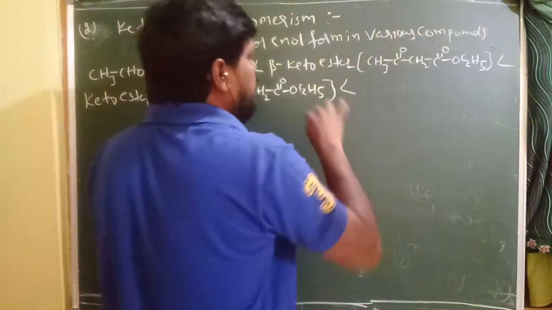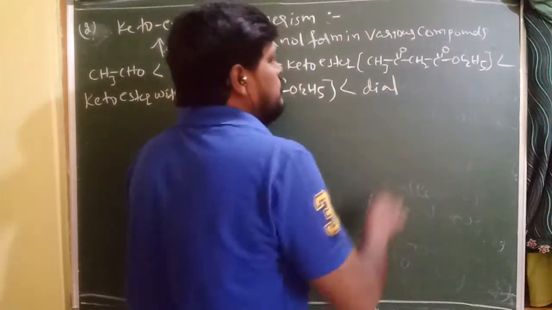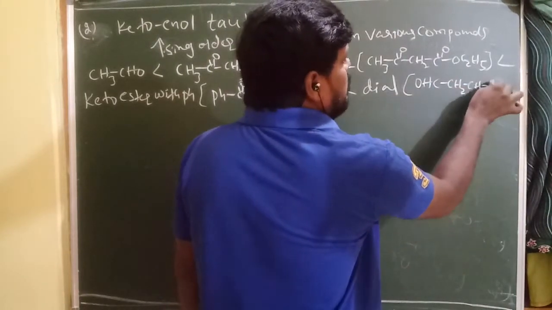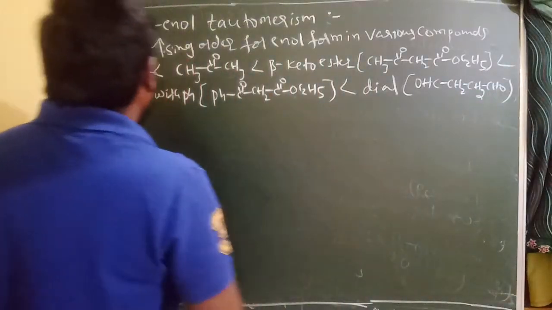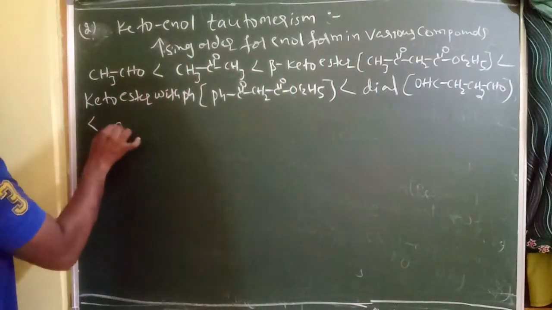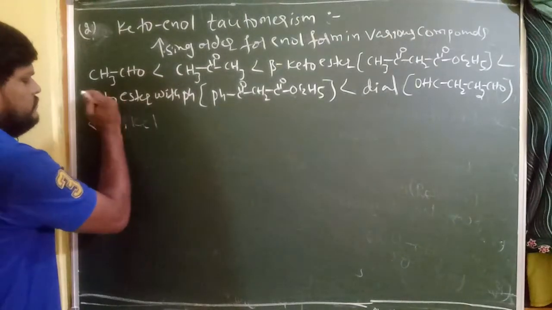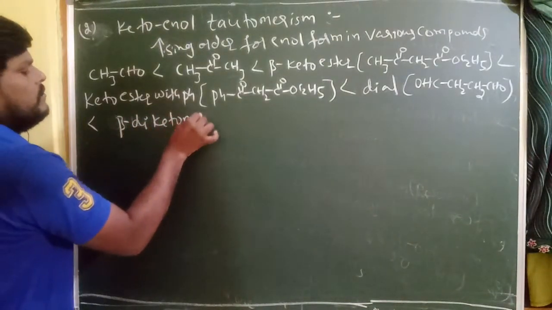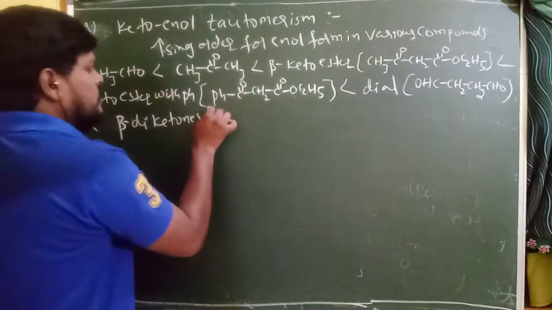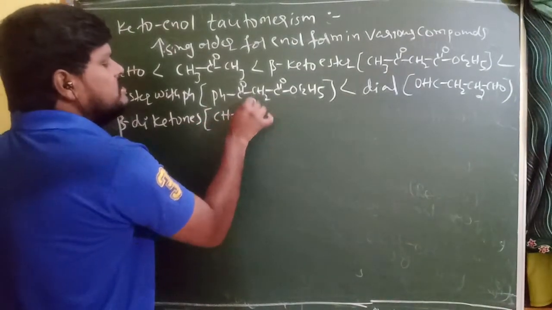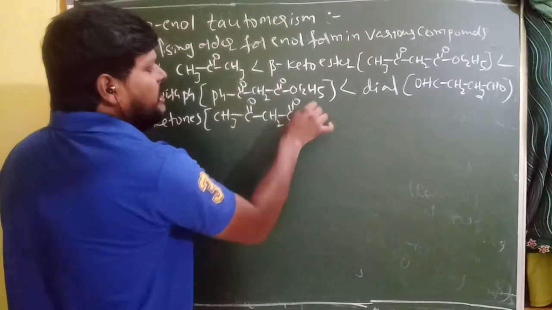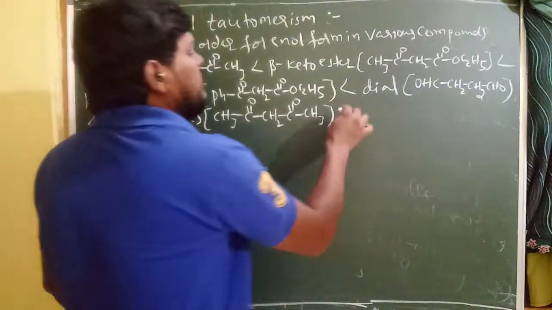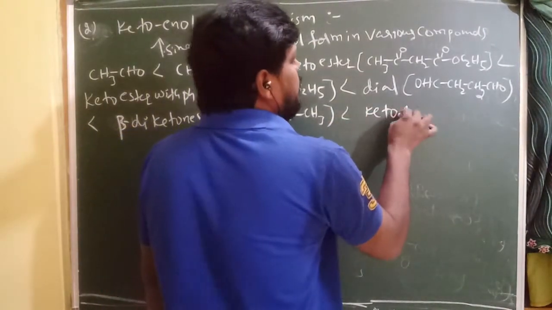Increasing. And dialdehyde. So what is the formula? Two aldehyde groups are there. Increasing. Diketones, beta diketone. Can you guess what is the formula for beta diketones? Yes, this is the beta diketone, and we know that because we already used it as an example to explain keto enol tautomerism.